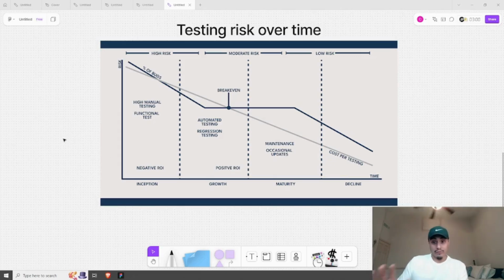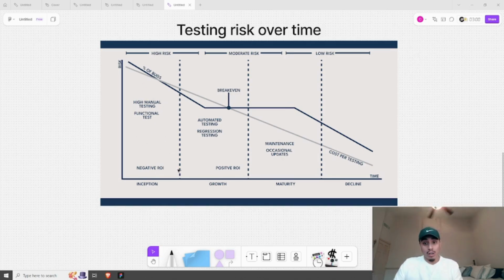Now, there's a few different things here when it comes to this chart as well. There's a negative ROI space with your testing efforts. Essentially, on the left hand side, over time, you're going to have those negative ROI efforts, essentially because you're spending so much money in setting up your high manual testing efforts, your functional testing efforts, and you're spending more time essentially on testing in this area.